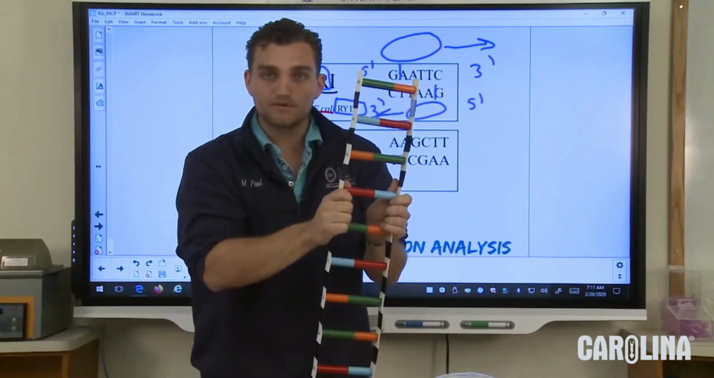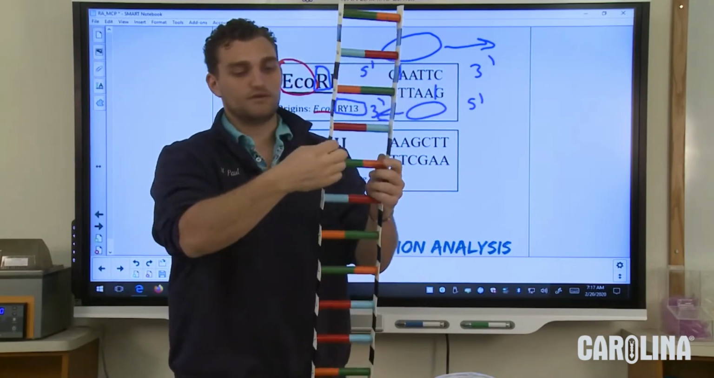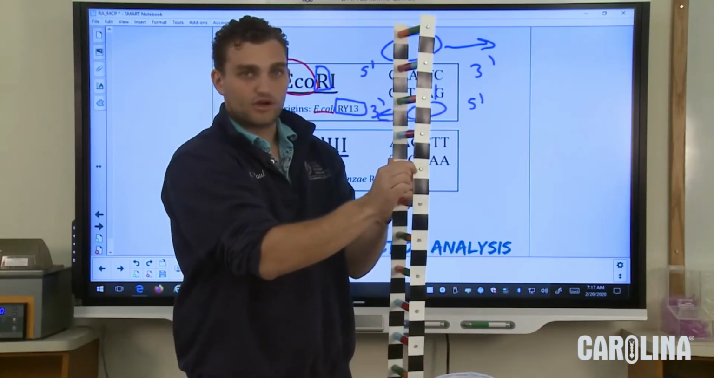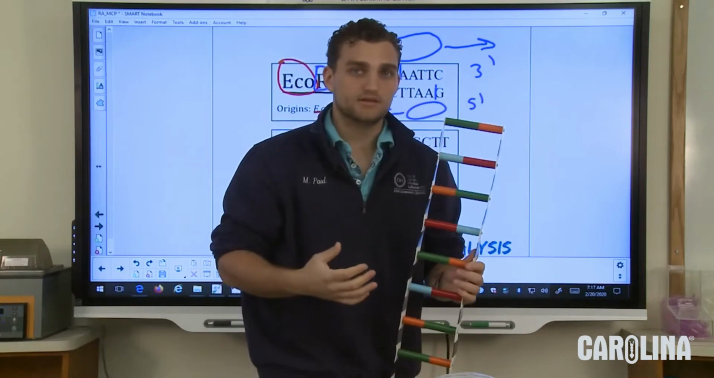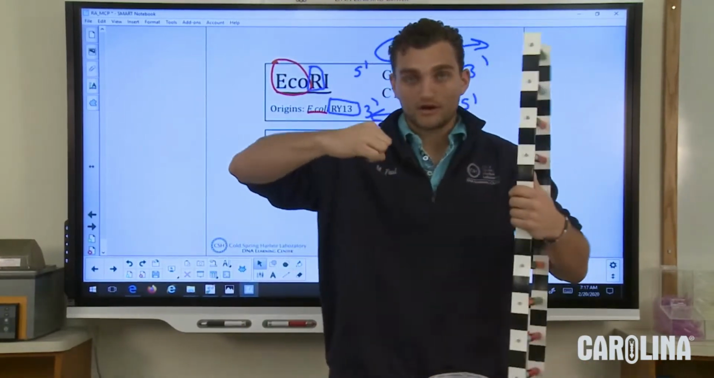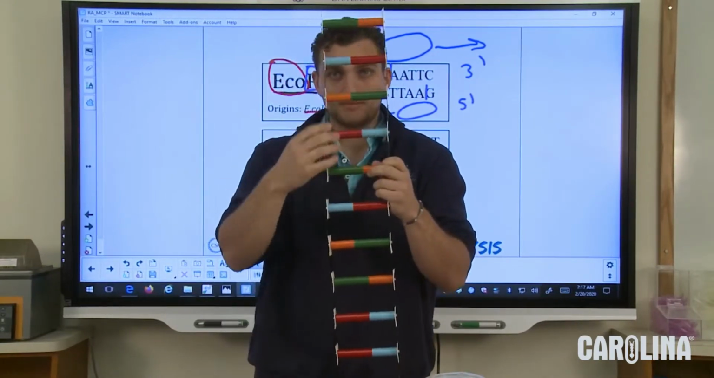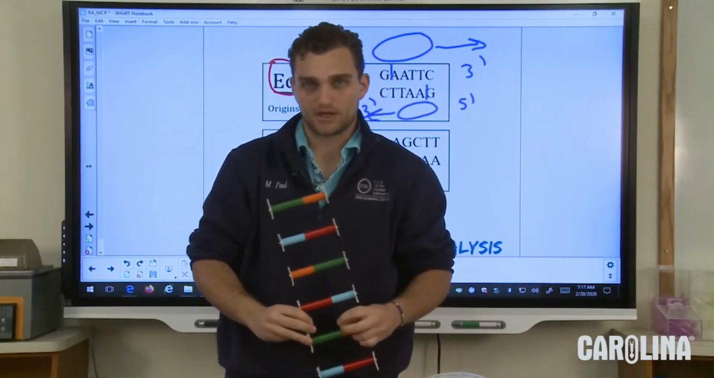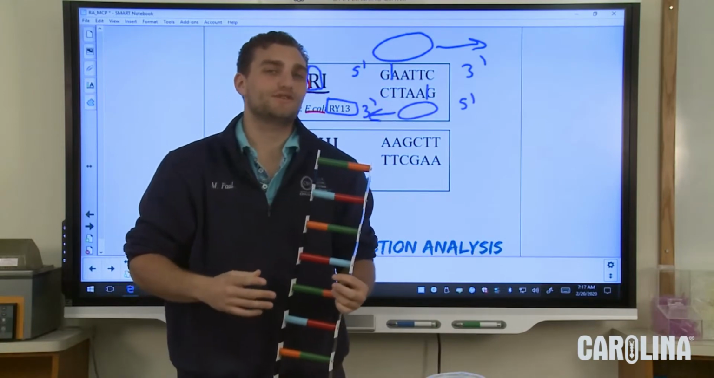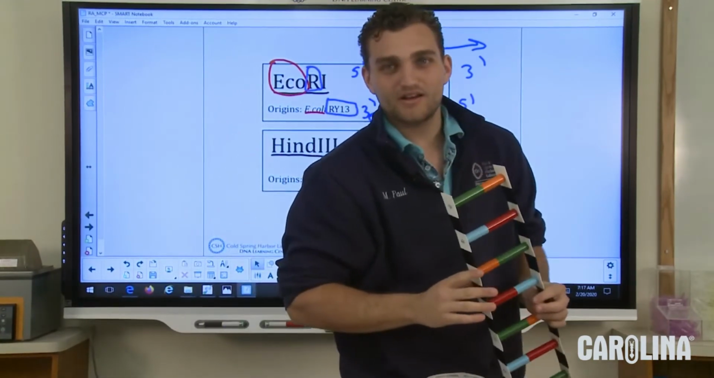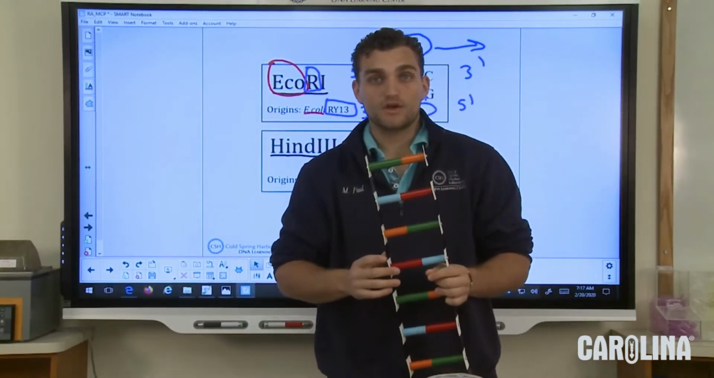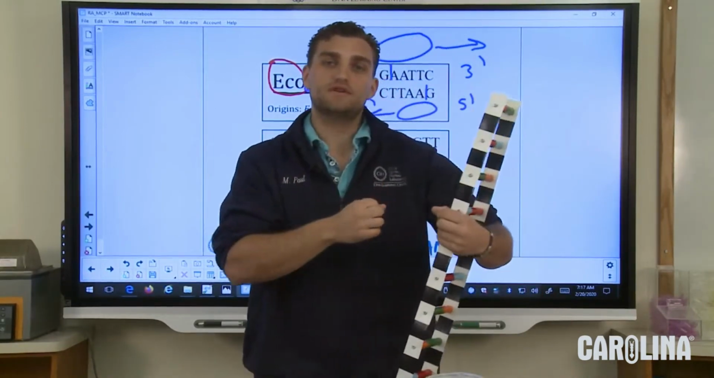So on the backbone of DNA, the connections between this phosphate group and this sugar are covalent bonds. They're sharing electrons between two atoms. In the middle, the bases are held together by something called hydrogen bonds. Now, hydrogen bonds are interesting because they're not actually a chemical bond, but an intermolecular force. What they are is just an attraction of different charges.